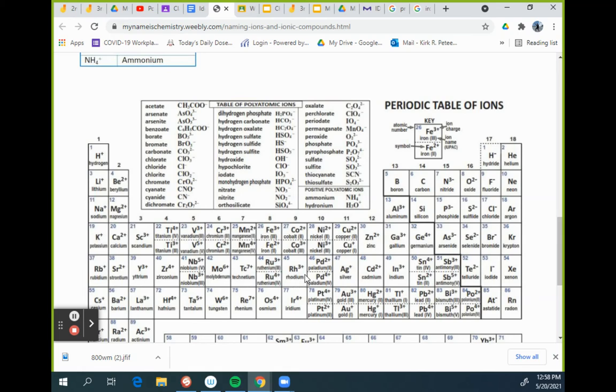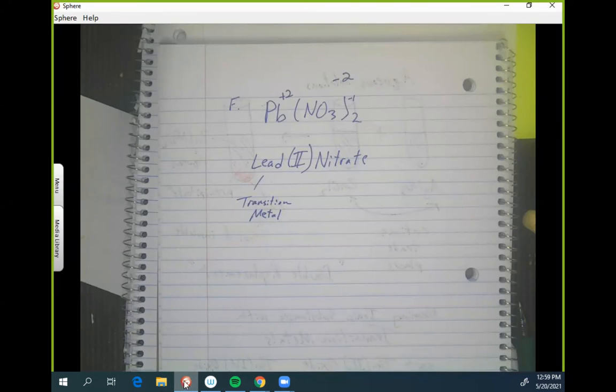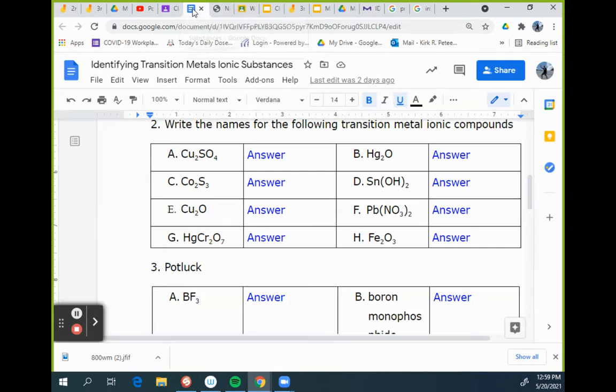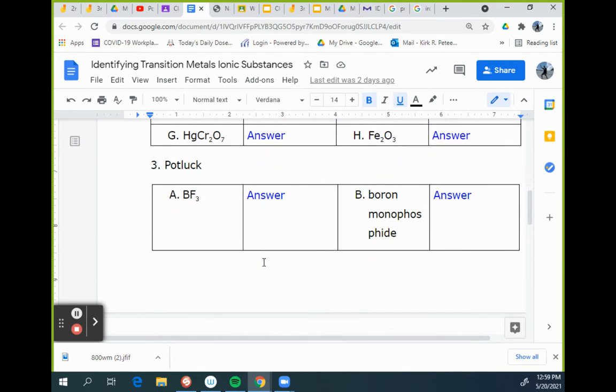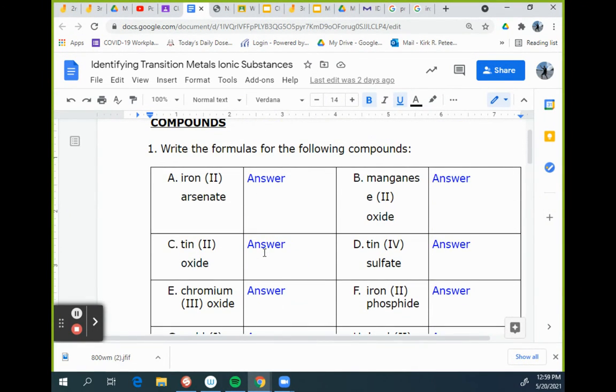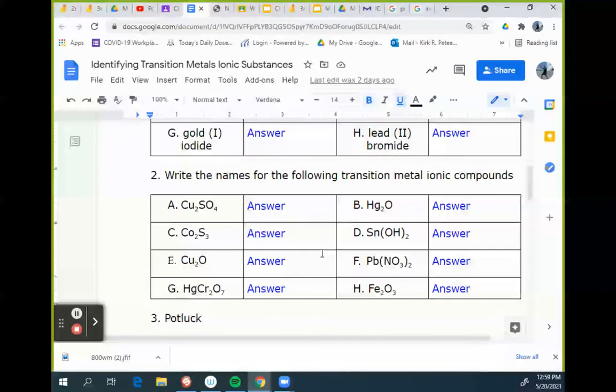And let's see if lead has that. Pb, yes, there's a 2 and there's a 4. So I'm using the 2 in this case to get that lead 2 nitrate. If you want me to do another one, tell me in the chat and I'll do one more. By the way, that was F on our problem sheet. If you want me to do one more, I'll do one more. Sweet. You want me to do formula or name? Okay, name. All right, so I've been requested to do name.